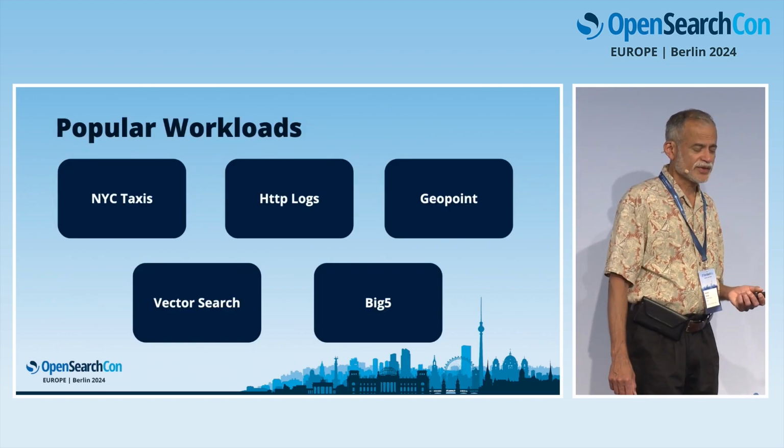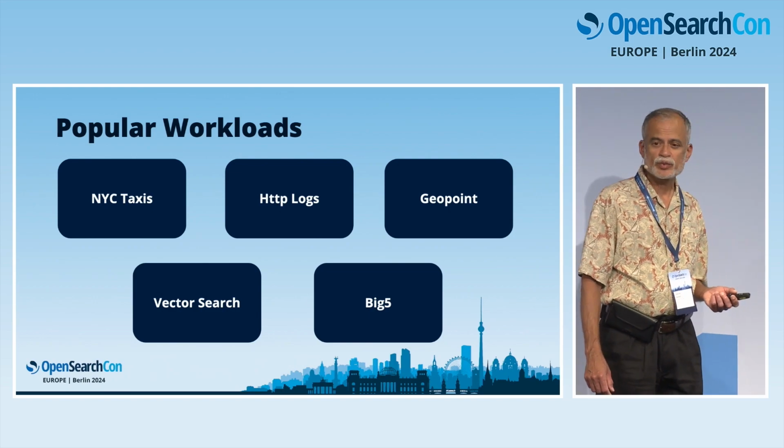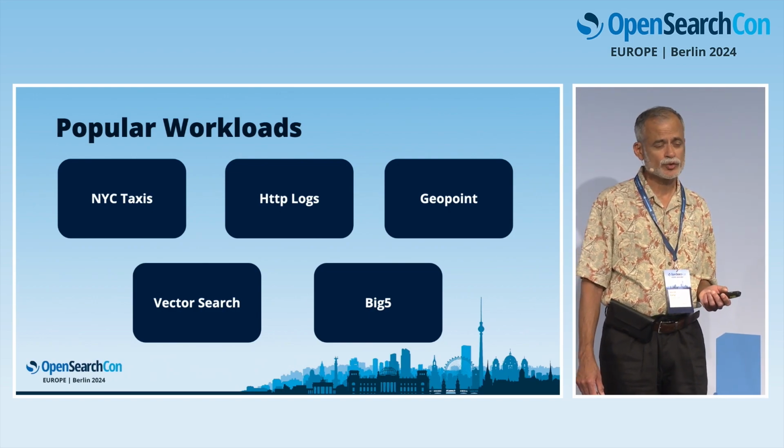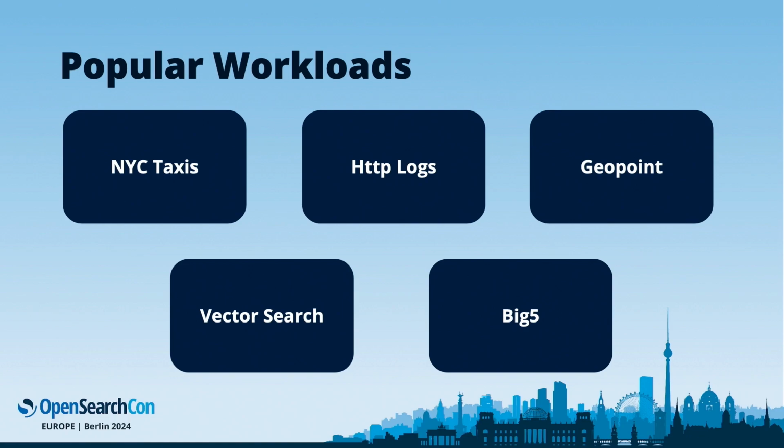Now, OSB, as I said, is a client, but it comes packaged with several workloads in various domains. Here is just a sampling of them. So you have NYC taxis. Now, OpenSearch at a high level can be thought of as a search or information retrieval system, primarily for search or for log analytics. So NYC taxis is a search workload. It models taxi rides in New York and comes with a large complement of search queries.